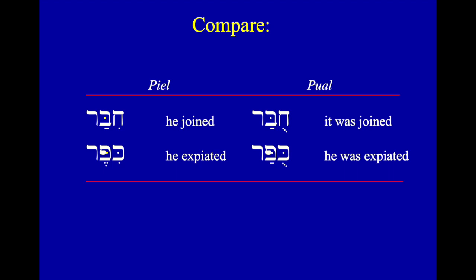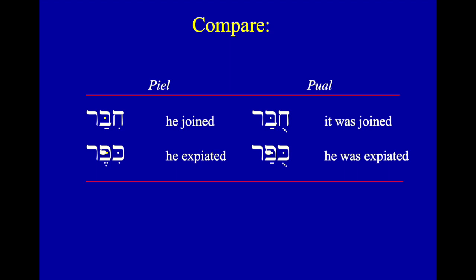So kupar. Notice I've got my oo there. I still have that doubling of the middle radical. That's the sign of the Piel, but then I have this oo instead of an ih. That oo is the sign it's a passive. So passive plus double middle radical, boom, we got the Pual. That's what it is. It was covered over. Or that first example, he joined 2 things together.